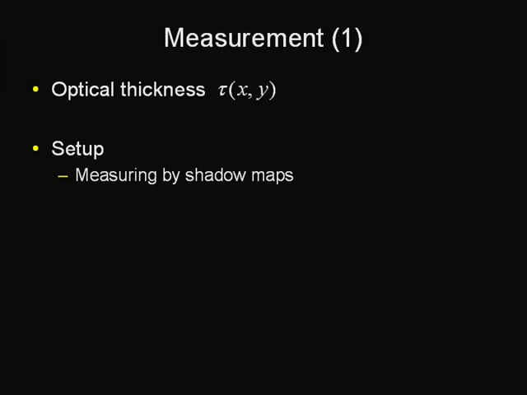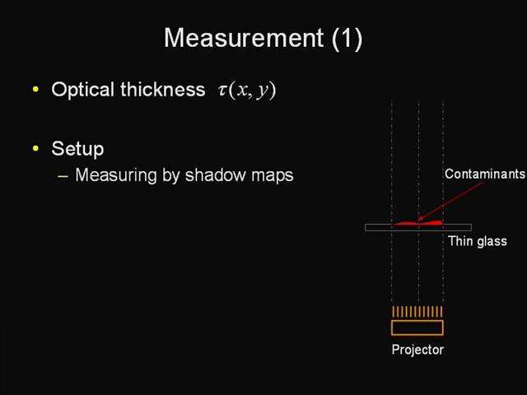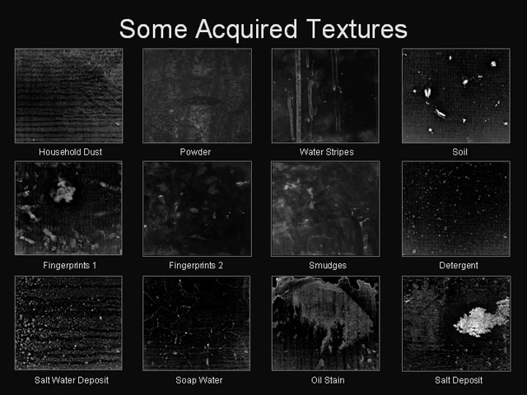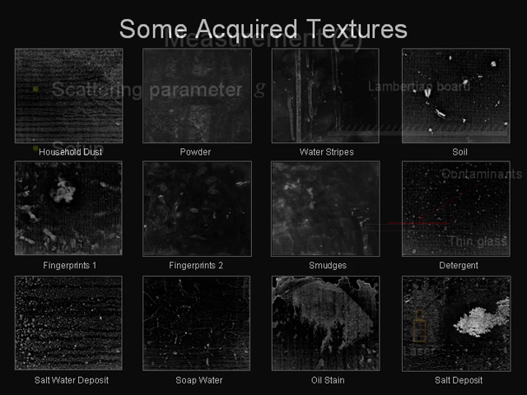To measure the thickness patterns tau xy, we use a projector to illuminate a thin glass slab. Due to attenuation, the contaminant generates a shadow map on the Lambertian board, which gives the measurement of the optical thickness. Here are some acquired textures. Image intensity is proportional to the optical thickness.